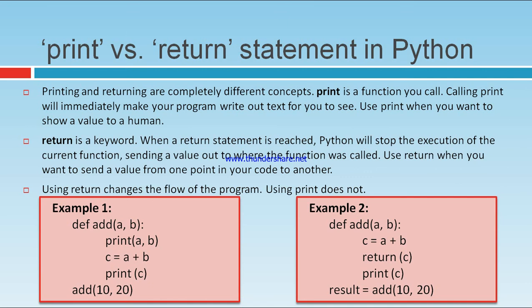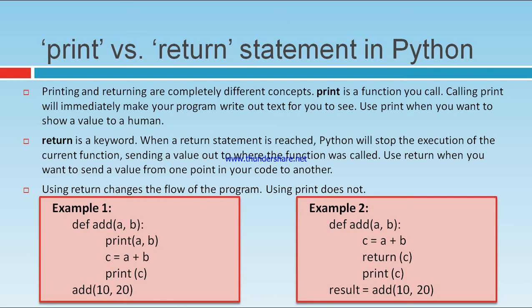Clear? Now what will happen? And just check the function definition of example 2. The first line, c equal to a plus b. It is an expression. It is a mathematical equation. Computer is going to solve this equation and store the result in C.